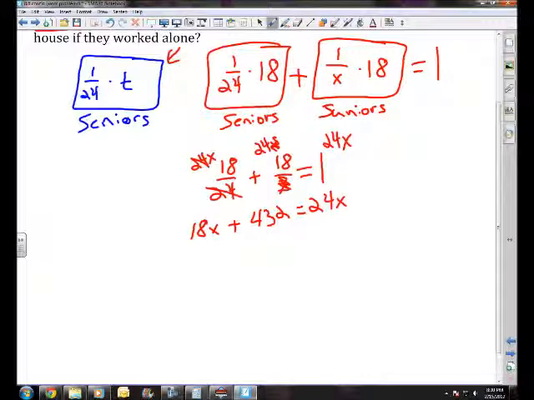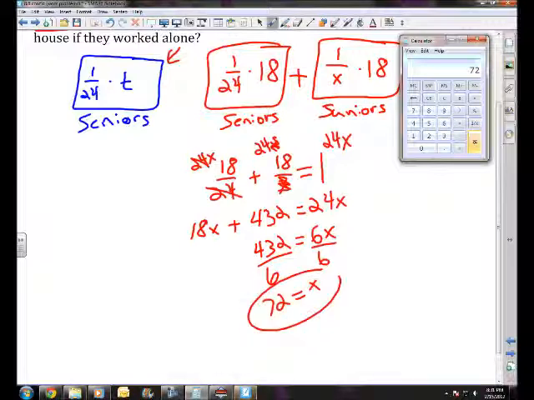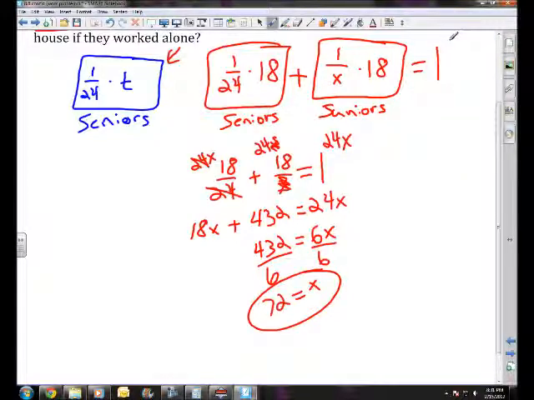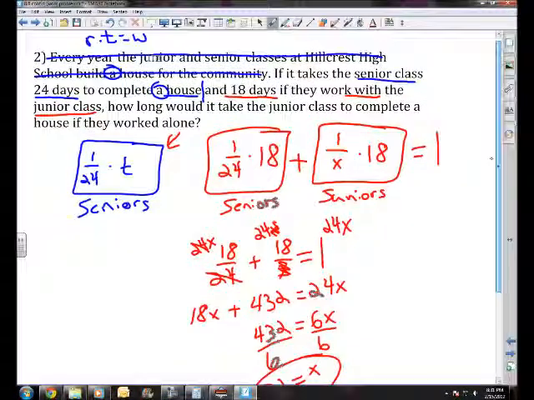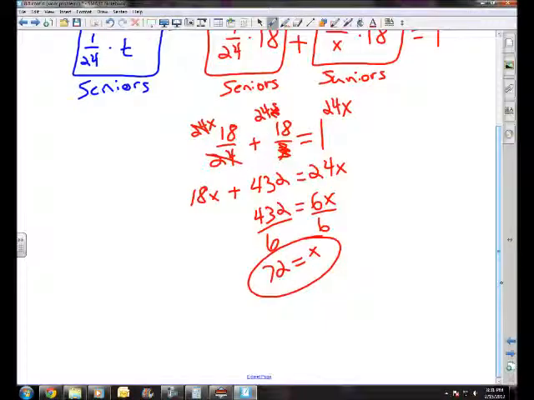Let's take 18x, we'll put it over on the other side. I think we'll get 6x equals 432. And calculator, I need you again because we're going to divide both sides by 6. We're going to take 432 and divide it by 6. We're going to get 72. So what did we find out here? Well, what was our unit of measurement? We're talking about 18 days. So days is our unit of measure. Down here, we found that it's going to take them 72 days.